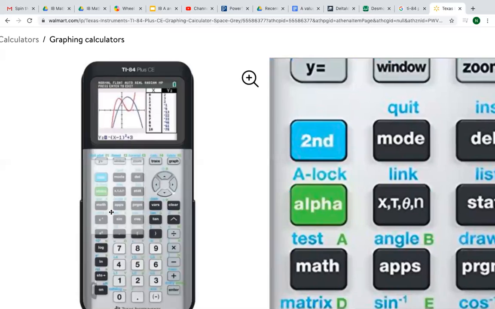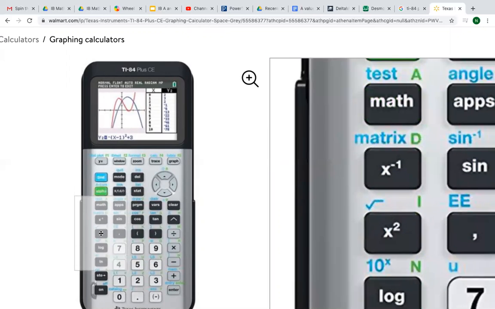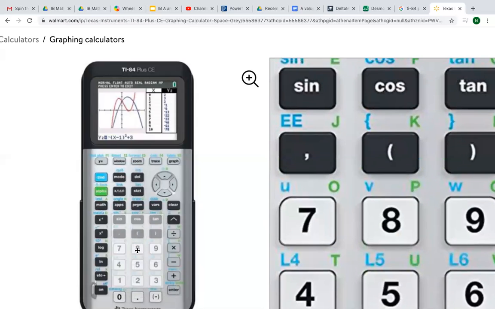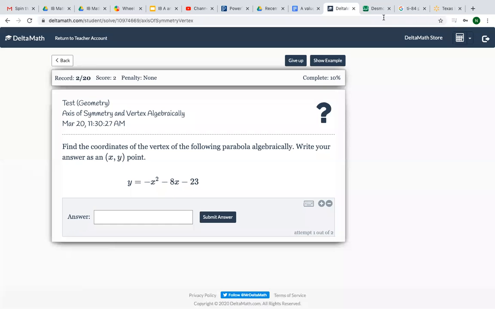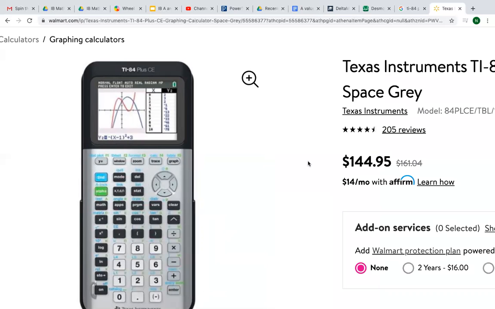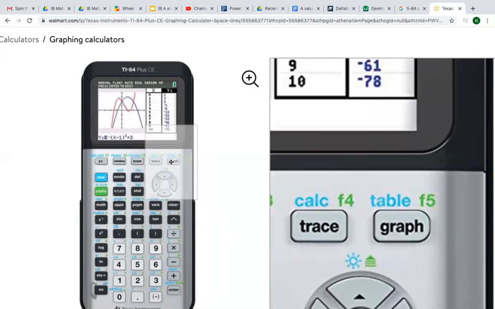And then underneath the green alpha, if you follow it down 1, 2, 3, there's one that has the little 2 for squared. So that would be x squared. And then the equation was minus 8x. So you would just do minus 8 and then use that X button next to the alpha again. Minus 23. So I would type in minus 23. And then on the top right button, there's one that says graph.